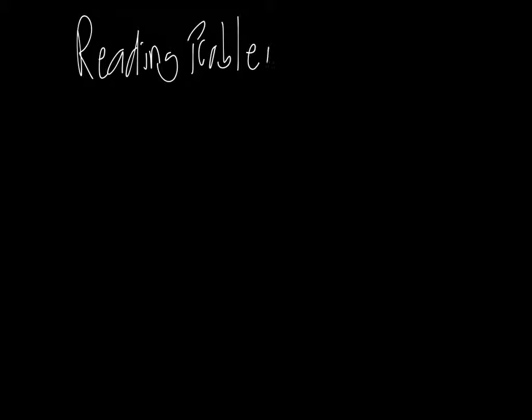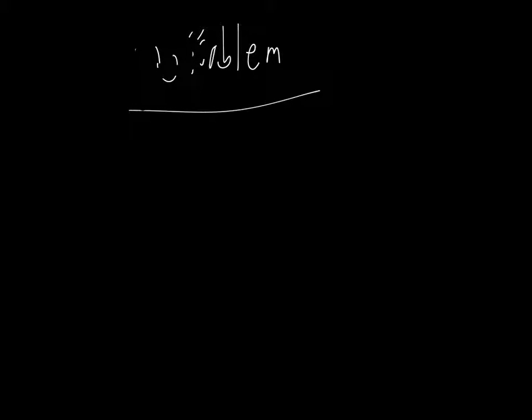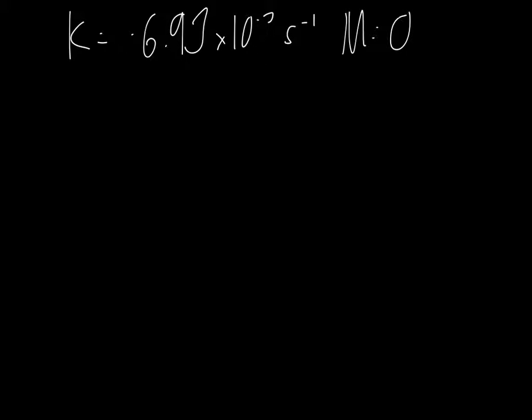Okay, so there are two parts, part A and part B. Part A says, calculate N2O5 at 150 seconds for a reaction carried out at a temperature where K equals 6.93 times 10 to the negative third seconds inverse. And the initial value of N2O5 is 0.100 molarity. 150 seconds out.